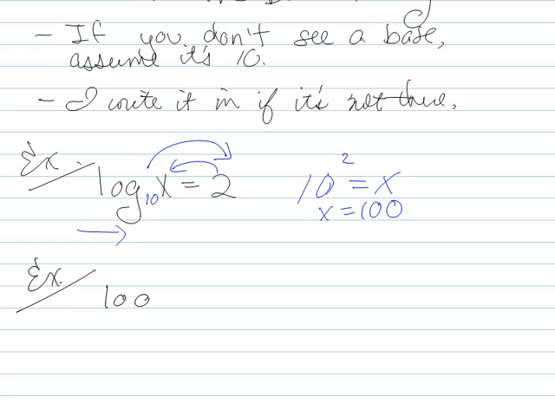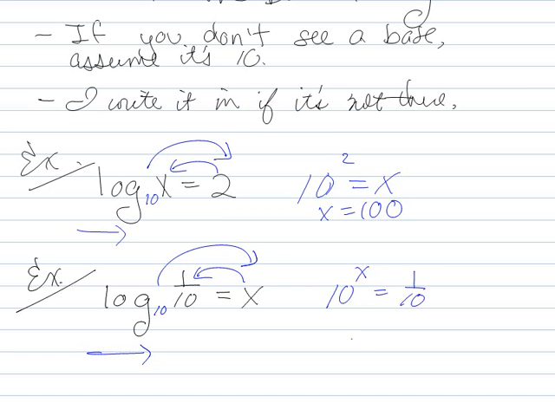Same thing for something like this. Log of 1/10 equals x. Again, you say, okay, the base isn't there, so I just know it's 10. And if you just write it in, it honestly makes life so much easier. So reading from left to right, I've got 10 to the x equals 1/10. So that's the same thing as 10 to the -1. I get rid of the fraction by going to the -1. So x equals -1. And you're good to go.